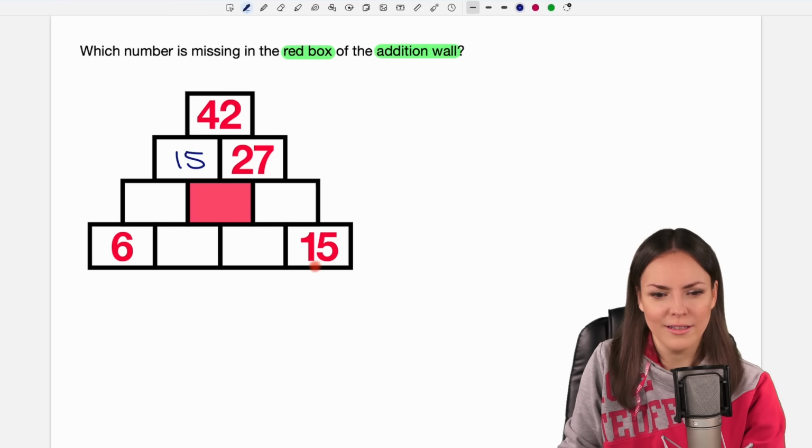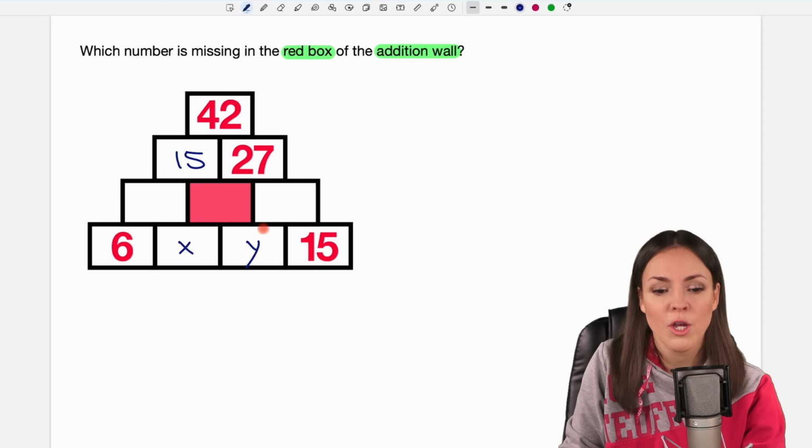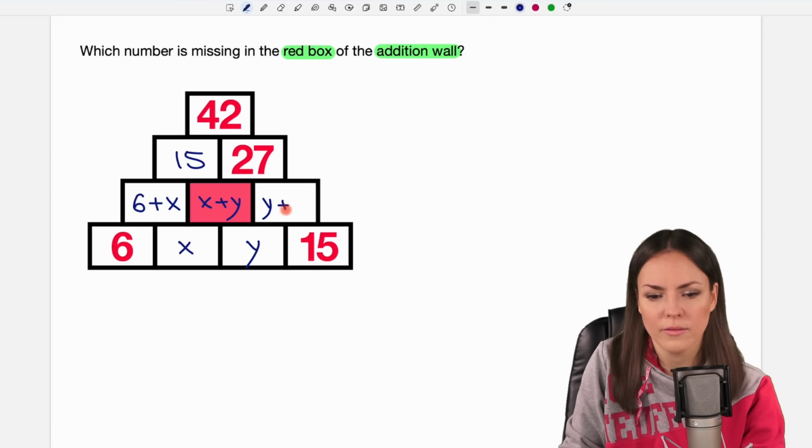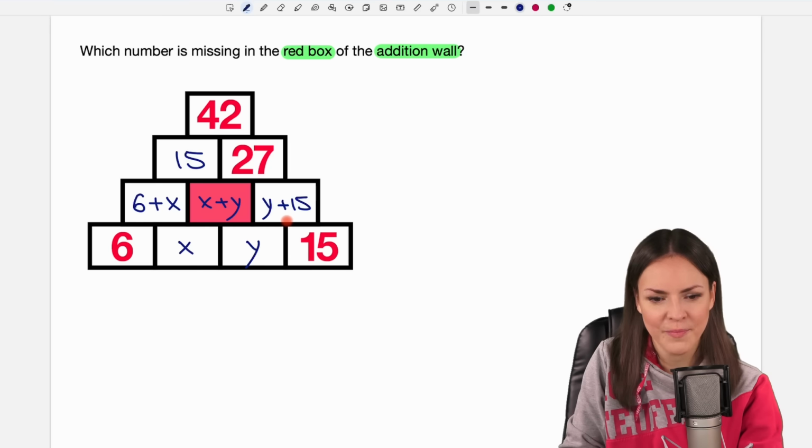Okay, we don't have a lot of these numbers in here, so maybe we start from the base and say, okay, I don't know the number that is in here, I just call it x, and I don't know this number here, I just call it y, and then I go from here. So if I add these two, I get this result here. So if I do 6 plus x, this is my result. And if I add these two, I get my red box here. So x plus y is what we're looking for. And if I add these two, y plus 15, I get this box here.